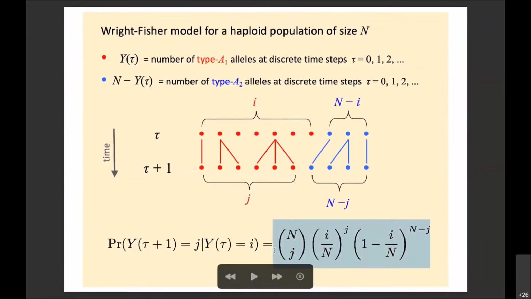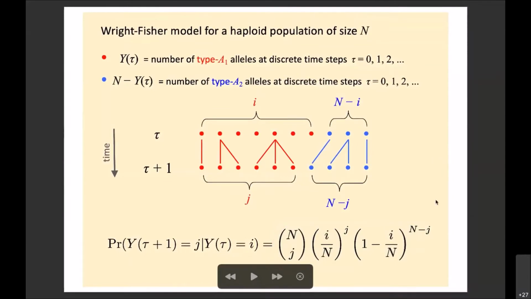i over N is the chance that your parent is of type 1. 1 minus i over N is the chance that your parent is of type 2. You need the factors of j and N minus j up here to account for the fact that we've got j type 1s, N minus j type 2s, and there's a combinatorial factor.